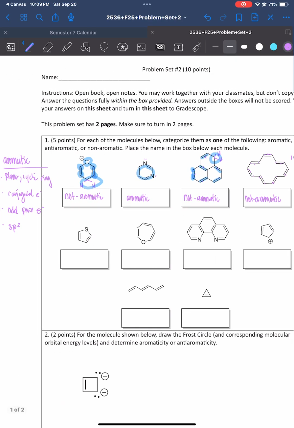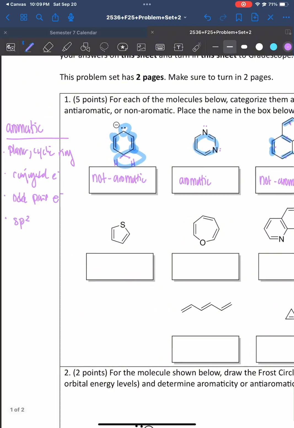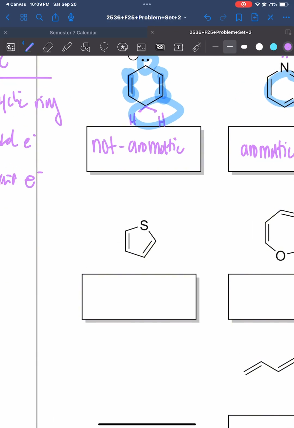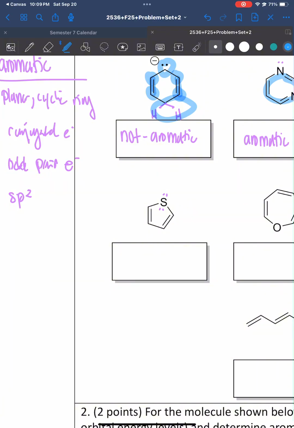Let's look at this molecule right here. Is it a planar cyclic ring? Yes. Is it conjugated? For the sulfur, there are 2 lone pairs right here. And I would say that this pair of electrons here is conjugated. So I would say yes. Odd number of pairs of electrons, we have 1, 2, 3. Remember, this pair of electrons is not participating in the aromatic resonance. And is everything sp2 hybridized? Yes. That contributes to the aromaticity. So this is aromatic.